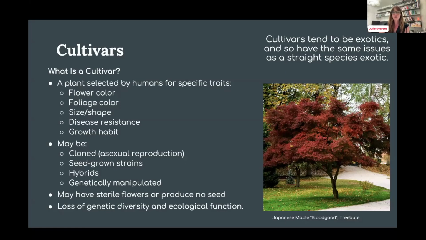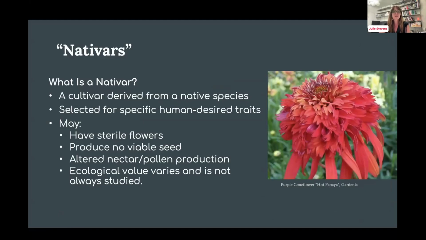Sometimes they have sterile flowers and don't produce seed, which we select plants for that particular reason, so they're not creating a mess in our landscapes. But that also means they're not providing any food sources for non-plant species. Okay, nativars. Are you hearing this term? So a nativar is a cultivar of a native plant. There's lots of them. Do we know if they are as helpful in ecological functions as our native plants? No.